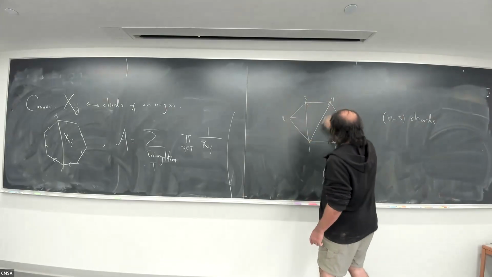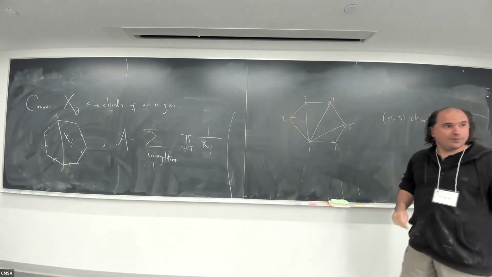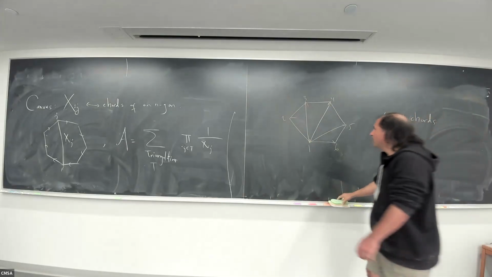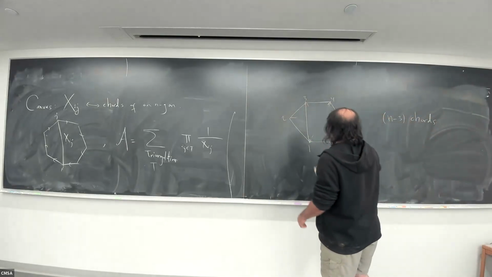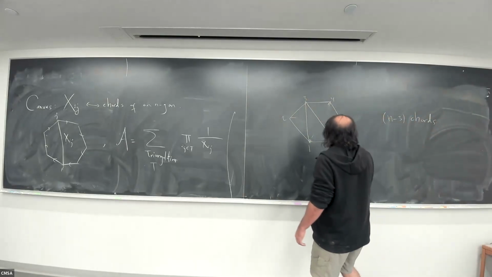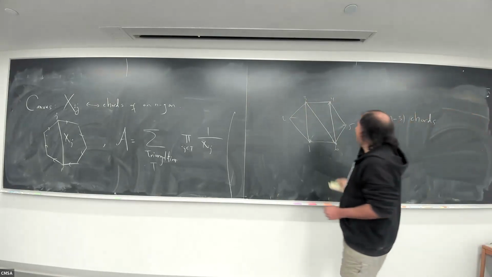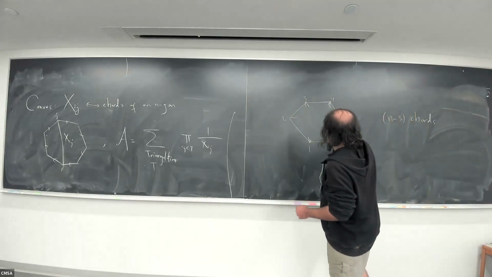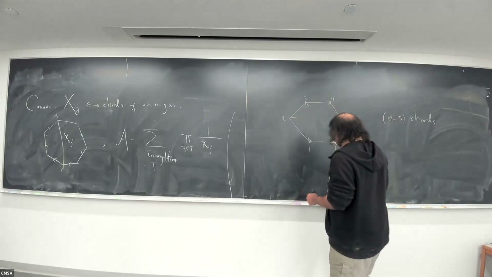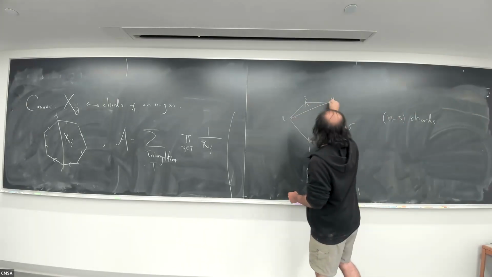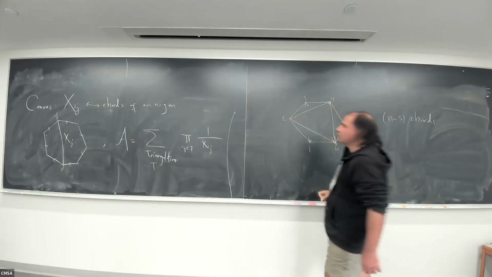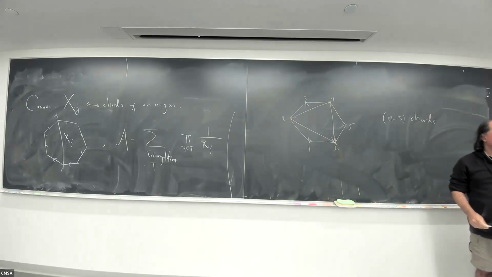So at 6 points, this and its cyclic friends are a triangulation. This is a triangulation, my favorite triangulation. This is a triangulation. And these are the classes of triangulations we have.